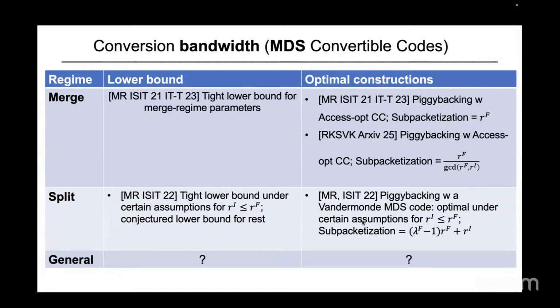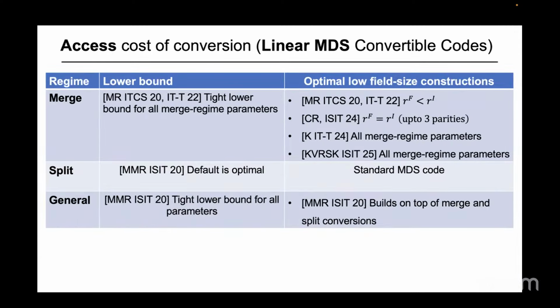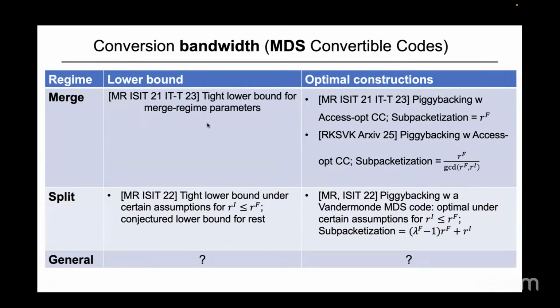Now on the conversion bandwidth side, again, it's the same format. I'll go row by row. For the merge regime, I do want to comment that on the access cost of conversion side, it's a pretty neat picture over here. We know the tight lower bounds, and we have optimal constructions with low field size. On the conversion bandwidth side, that is when we're looking for optimality of the conversion bandwidth, it's not complete yet. Some are complete and some are still open.